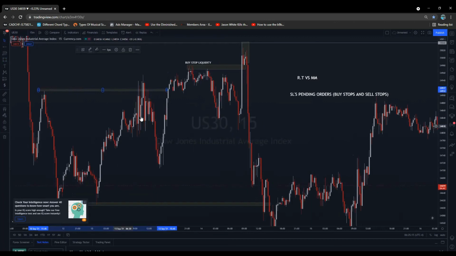Now, because of this correction that was going on here, you will find that there were people who also had their buy stops resting above this area, waiting for the movement to the upside. But then what happened? You got a liquidity grab. You got a liquidity grab and the market went down.